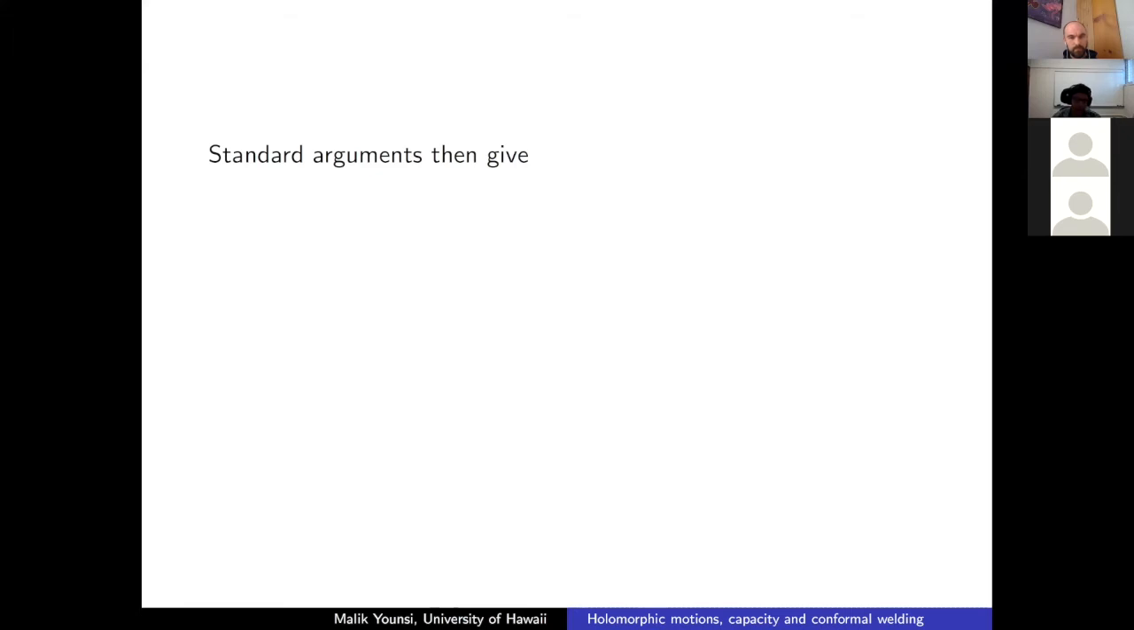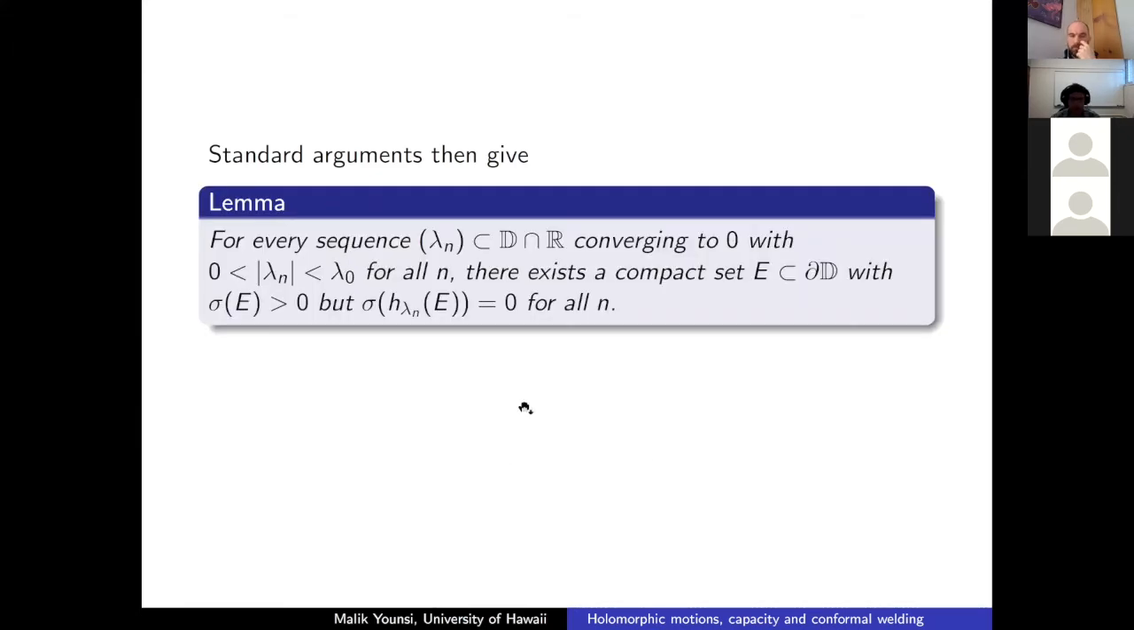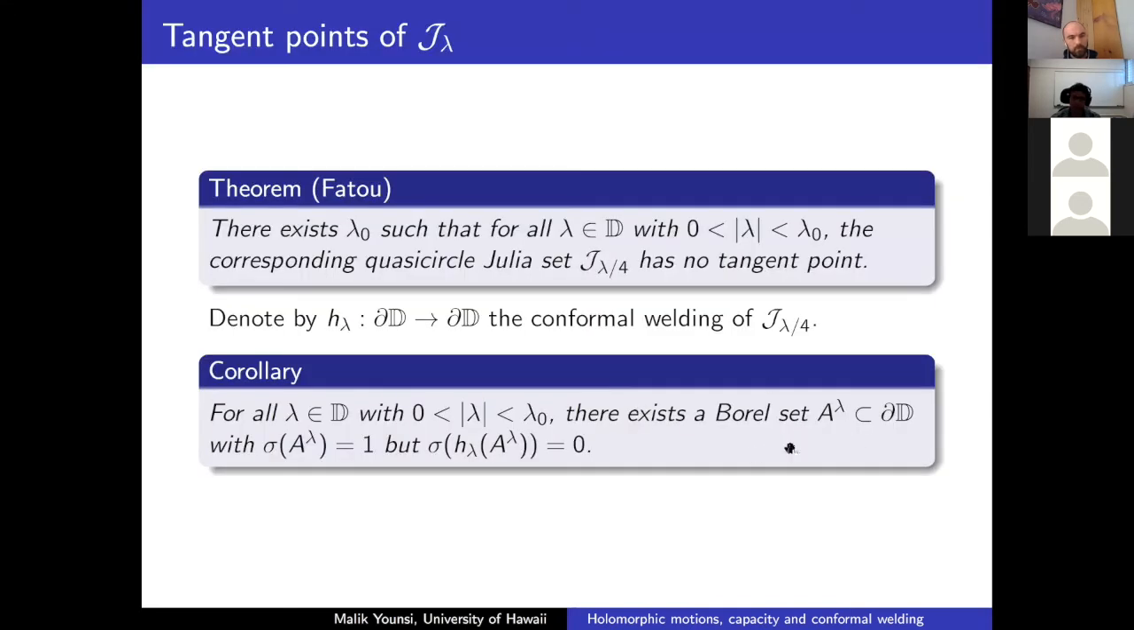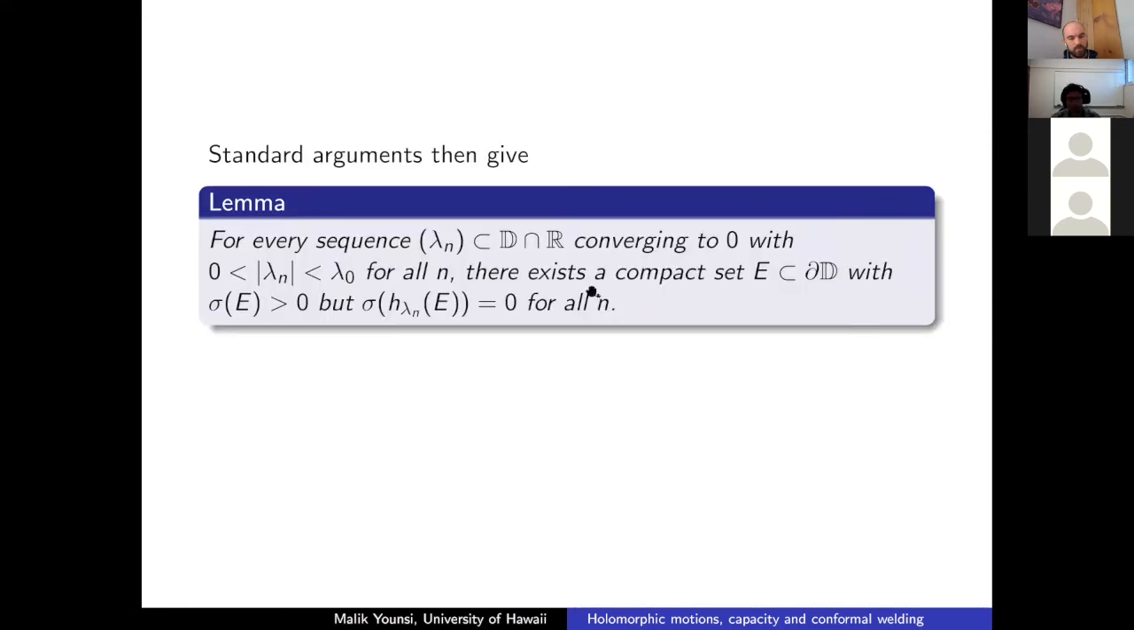And now, if you want, you can use a very standard argument: if you take countably many values of lambda, then for each value of lambda, you get one of these Borel sets. Then you can take the intersection of these Borel sets. It will still have full Lebesgue measure on the circle, and you get the following. There exists a compact set E that has positive Lebesgue measure, but when you apply all of these conformal weldings to the set E, you get something that has 0 Lebesgue measure. So that is almost what we want.